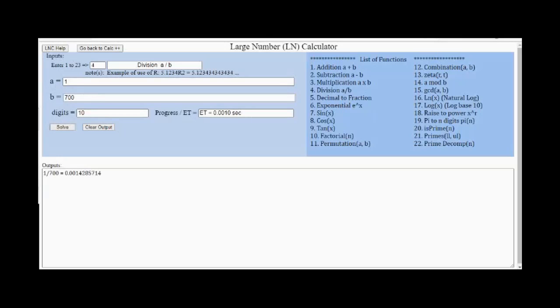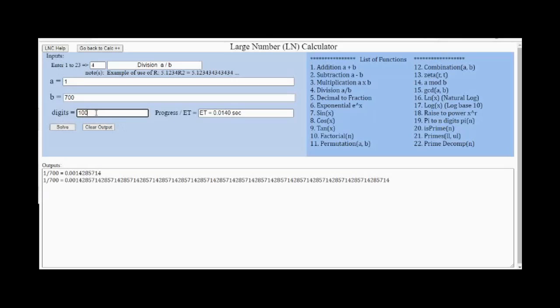and notice the quotient in the output box shows 10 decimal places. Okay, we can count them. 1, 2, 3, 4, 5, 6, 7, 8, 9, 10. Okay, now enter 100 in the digits box. And same problem, but now 100 decimal places are shown.